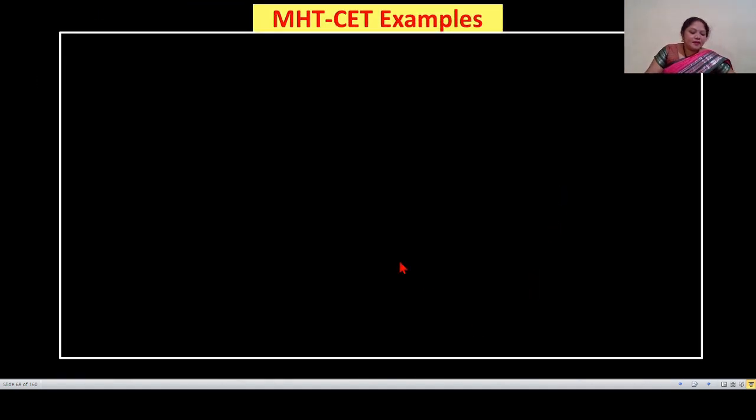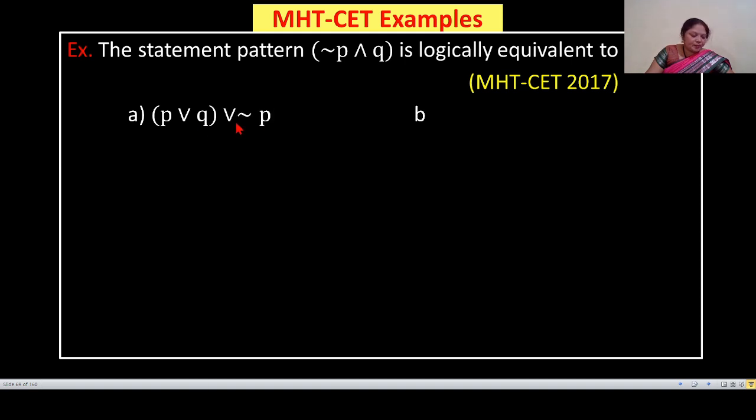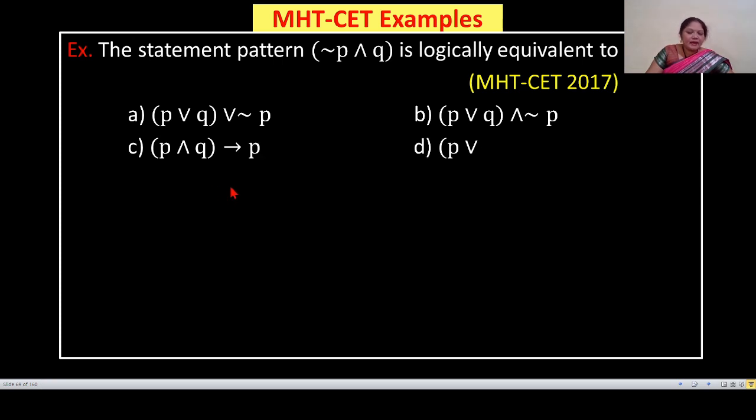Let us see an example of an MHT-CET exam. The statement pattern negation P and Q is logically equivalent to, its options are: first option P or Q or negation P. Second option P or Q and negation P. Third option P and Q implies P. Last option P or Q implies P.